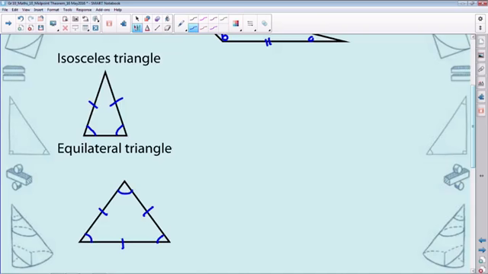Now, because angles in a triangle are supplementary, let's write that down. Supplementary angles of a triangle.